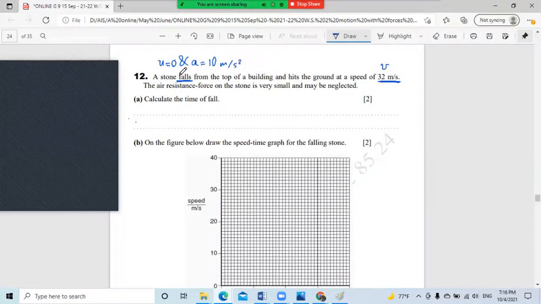So as you can see, this word gives us two hidden pieces of information. The initial speed is 0, and the acceleration is the acceleration of free fall, because it falls by its weight only, which is how much? 10 meters per second squared. And V is the final speed, how much? 32. So they give us three pieces of information in this line. The word falls gives us two: the initial speed is 0 and the acceleration is 10 meters per second squared here on Earth.